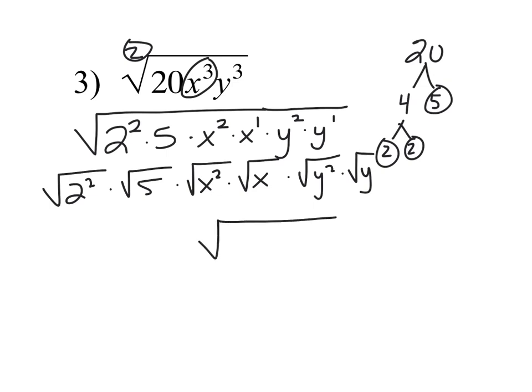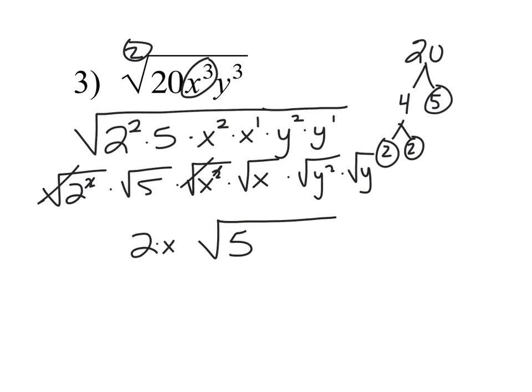So everything that has a power of 2 is going to come out. Everything that doesn't have a power of 2 is going to stay in. So this 2, those cancel, that goes outside. The 5 doesn't have a power of 2. He stays inside. First x, 2's cancel. Those exponents in the root cancel. X is on the outside.